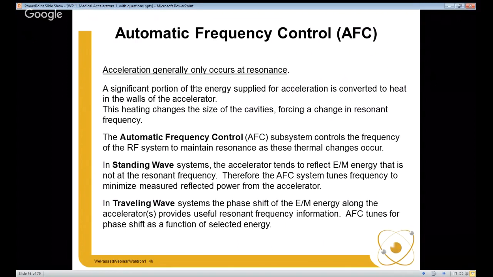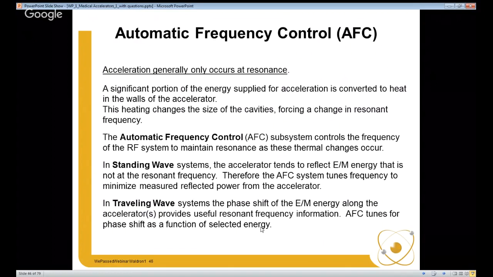We said that. We've also said that a significant portion of the energy being used for acceleration is converted to heat. So in a standing wave accelerator, the accelerator itself tends to reflect lots of energy if it's not at resonance. Therefore, we can have the AFC system simply monitor the amount of reflected power from the accelerator and then tune frequency until that is minimized. And that is, in fact, how AFC works on a standing wave system.